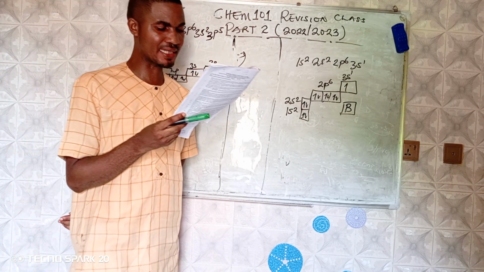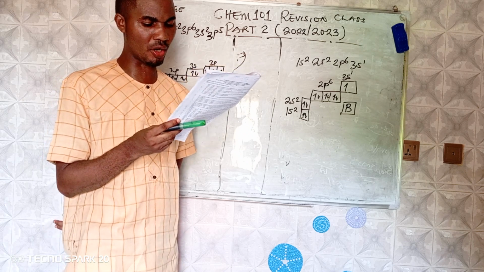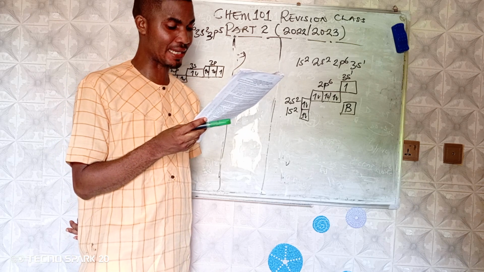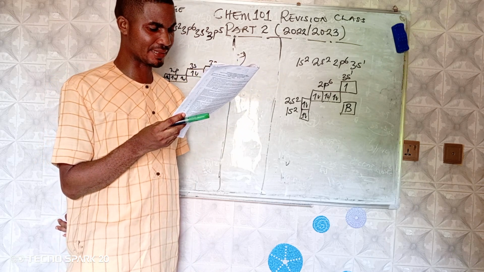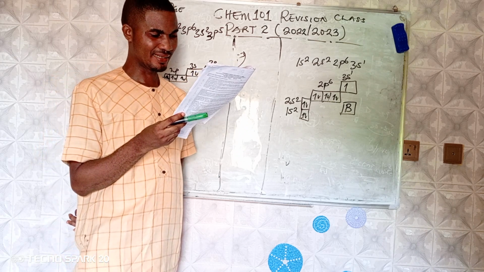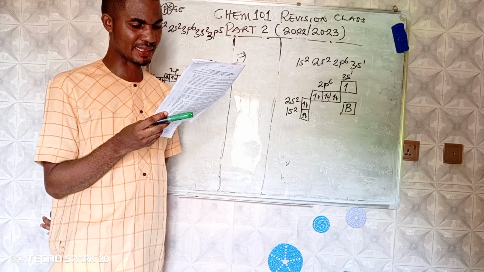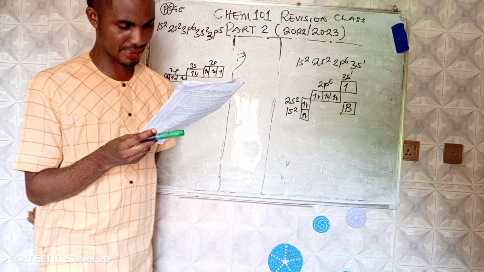Number 45. Systematic arrangement of electrons in the atom of an element is called electronic configuration. Yes.